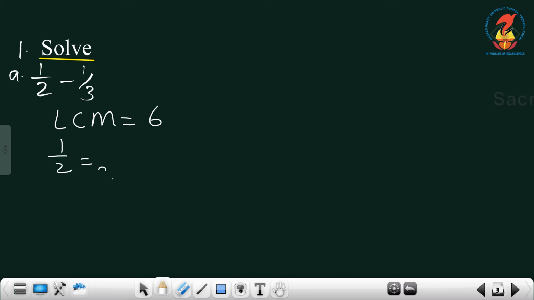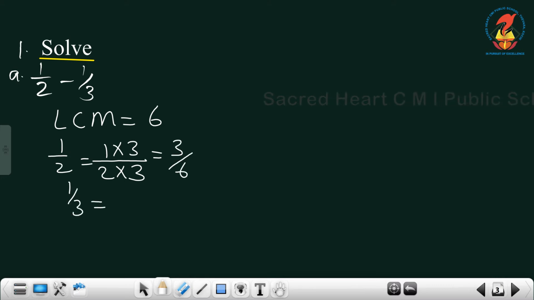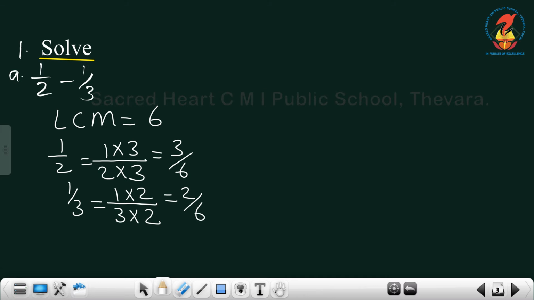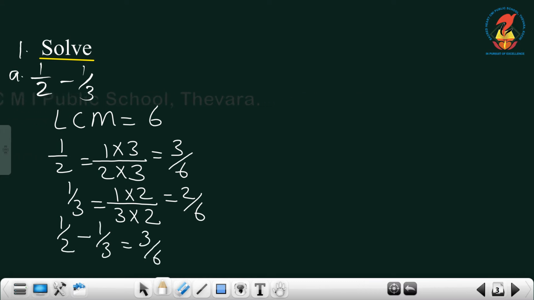After that we need to change both denominators into the LCM. 1 by 2 will become what? 2 into 3 equals 6, so 1 into 3, that will become 3 by 6. And 1 by 3 will become what? 3 into 2 equals 6, so 1 into 2, that is 2 by 6. After that we can subtract: 1 by 2 minus 1 by 3 equals 3 by 6 minus 2 by 6. Answer is 1 by 6.